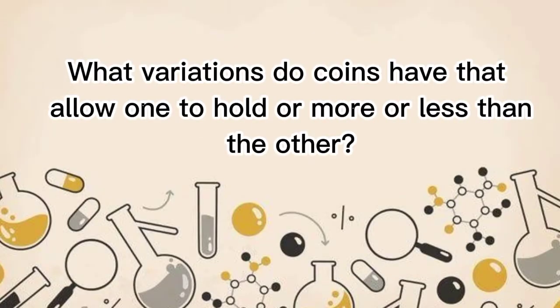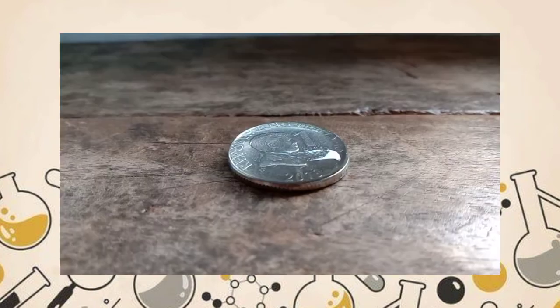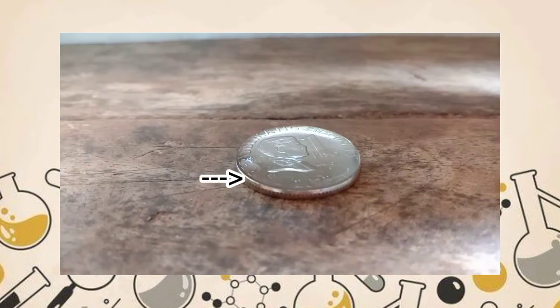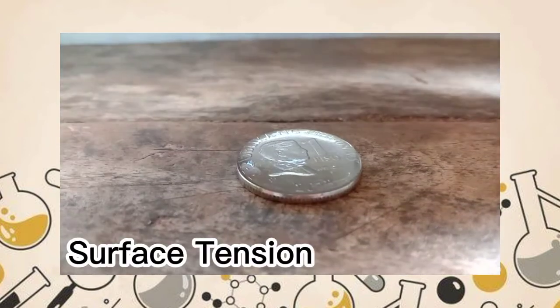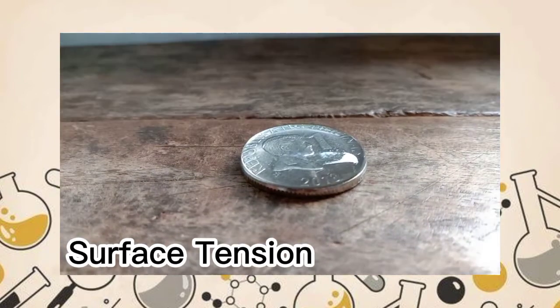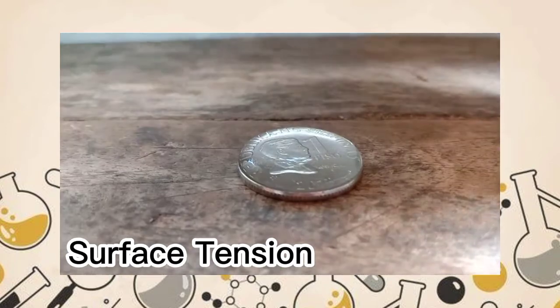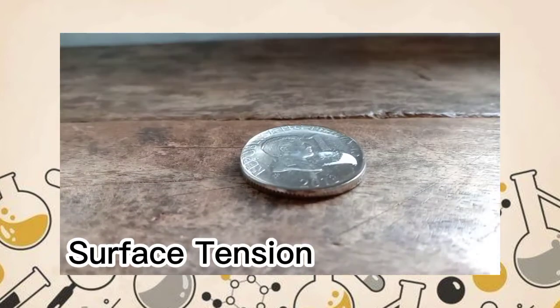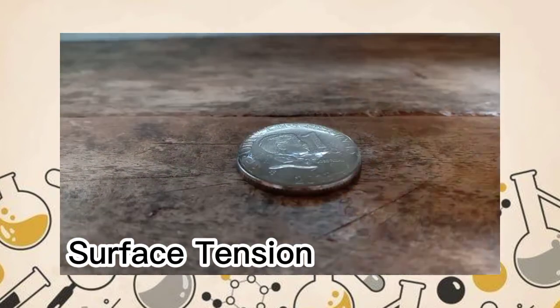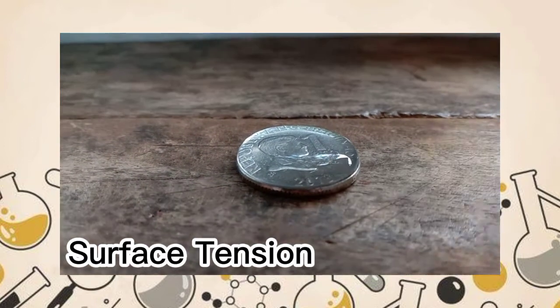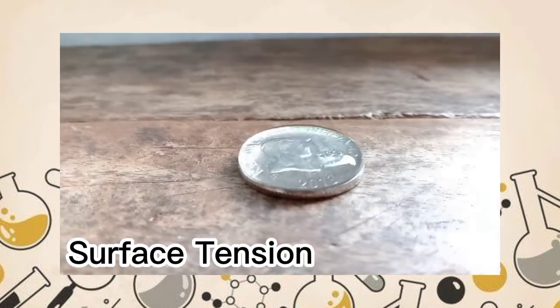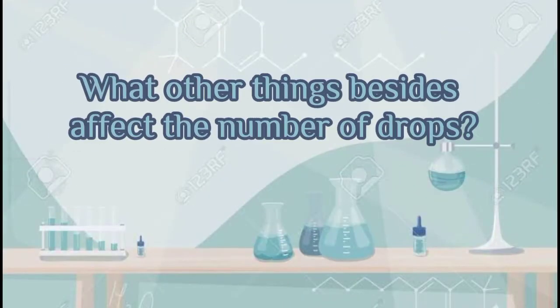What variations do coins have that allow one to hold more or less than the other? Once the water has reached the edge of the penny, a dome shape begins to form. This is due to the surface tension forming a shape that has the least amount of surface area possible. It is also about the height from which the water drops onto the coin. The farther the drop has to travel to the coin, the higher the impact, which makes a difference in the number of drops.